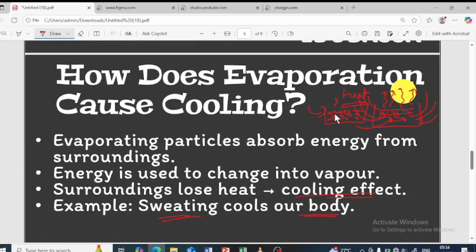Because what happens is nothing but, whatever the water particles present on the surface of the water, when exposed to the outside atmosphere, will take up the heat energy from the surrounding, and try to overcome the force of attraction between the particles. And then after overcoming the force of attraction, they convert into the vapor state. Now the remaining water particles will lose the energy, so they regain the energy from the surrounding, and hence the surrounding will lose the heat energy and become cooler, right?